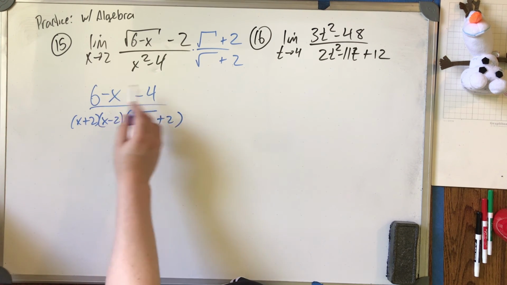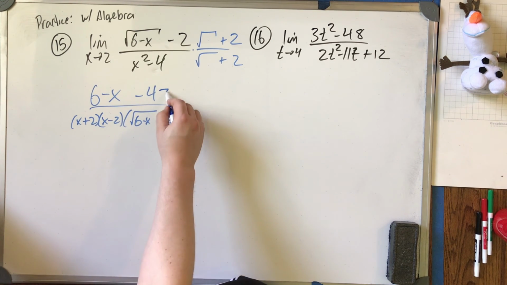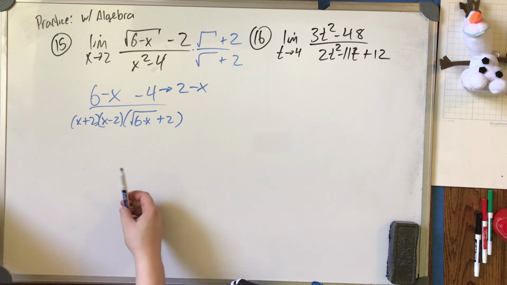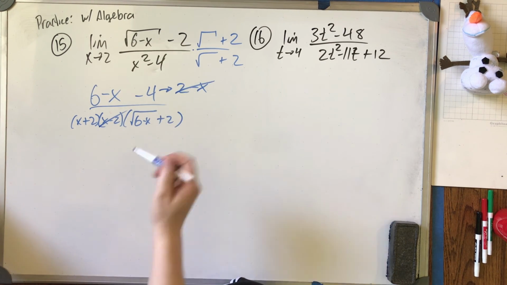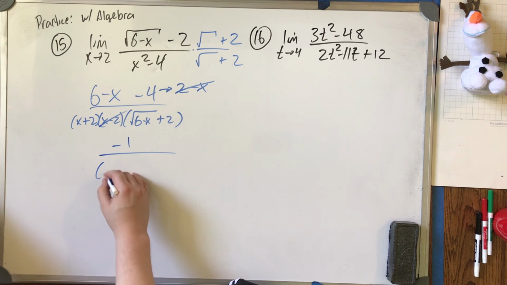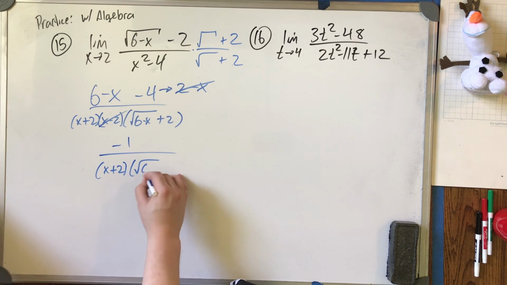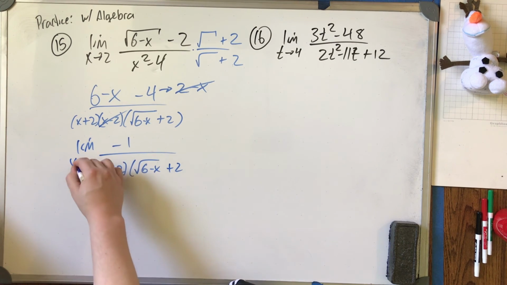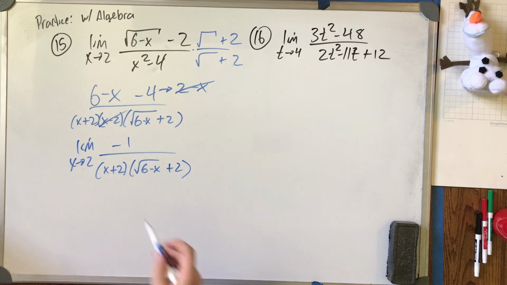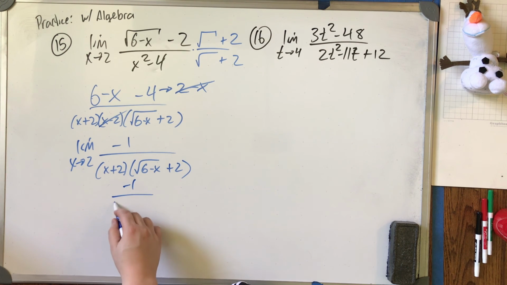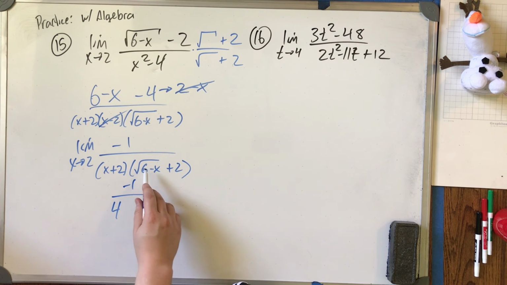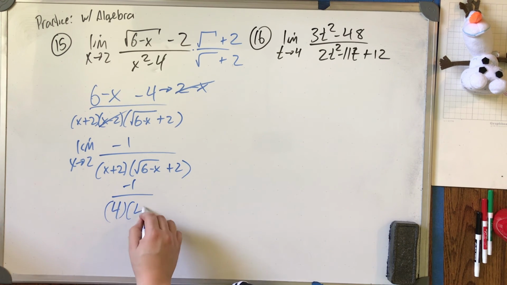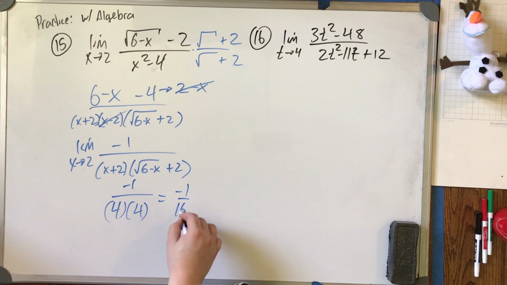So this stuff up top, it reduces down to 2 minus x. So I'm going to cancel it with the x minus 2, and it will give me a negative. So I'll have a negative 1 over x plus 2 times the square root of 6 minus x plus 2, the limit as x is approaching 2. So I can direct substitute now. I'll get negative 1 over 4. Let's see, this is going to be 2 plus 2 is going to also be 4. So I'm going to get a negative 1/16 for this one.